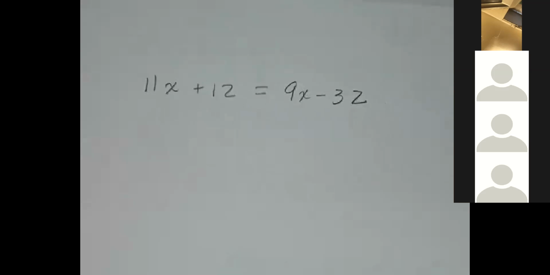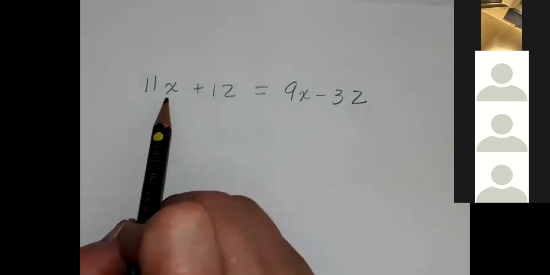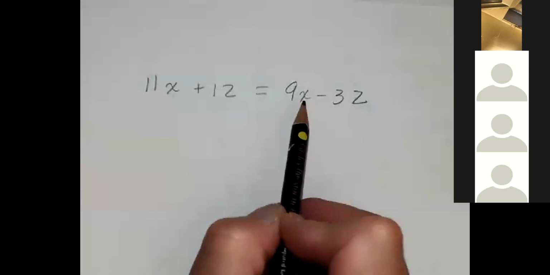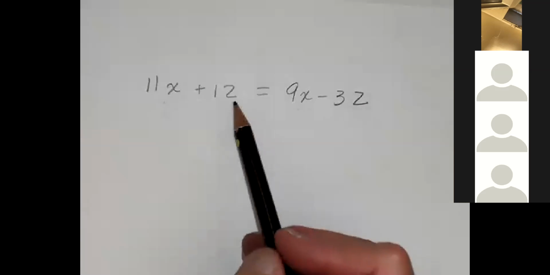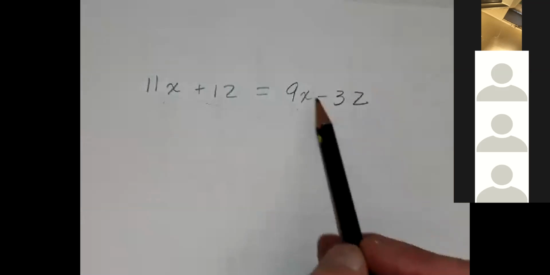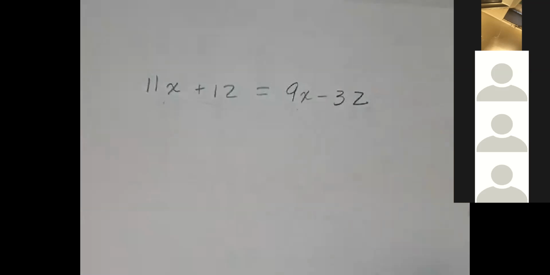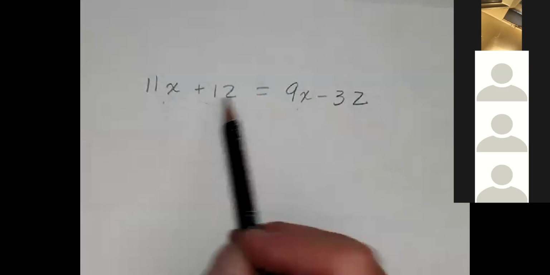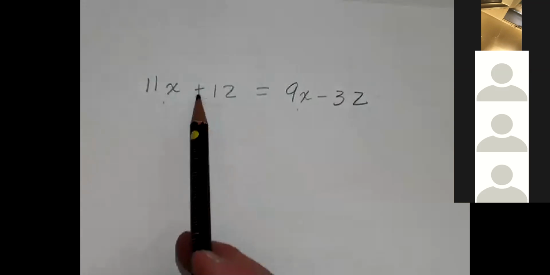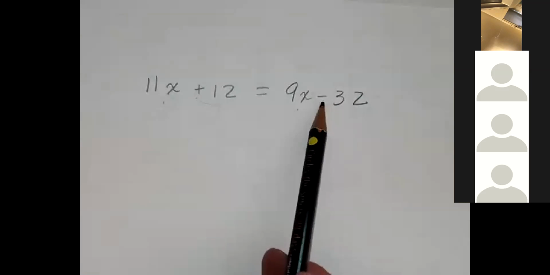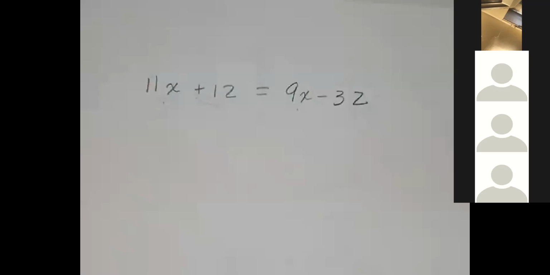So for this one, we have the variable on both sides of the equation. And we also have plain old numbers, also called constants, on both sides of the equation. We have addition, we have subtraction, and we have multiplication. So what should we do first?